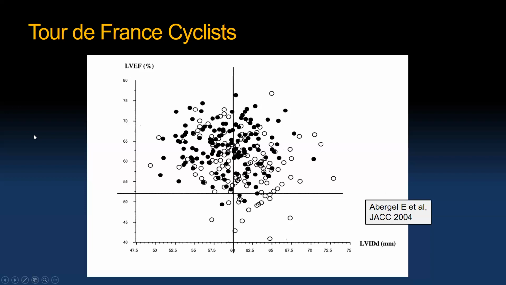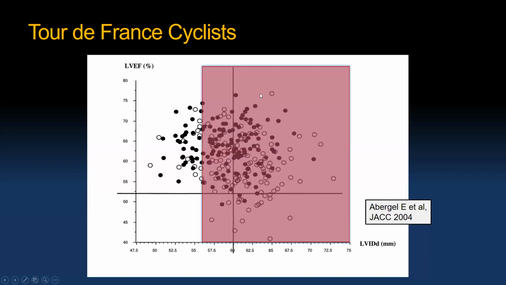When we look at elite athletes, we can see some of the extremes at which this process can occur. So we look at echocardiograms from Tour de France cyclists. This is an older study, but I think it's a valuable lesson here. On the x-axis, we're looking at left ventricular internal diameter in millimeters, and on the y-axis is left ventricular ejection fraction.